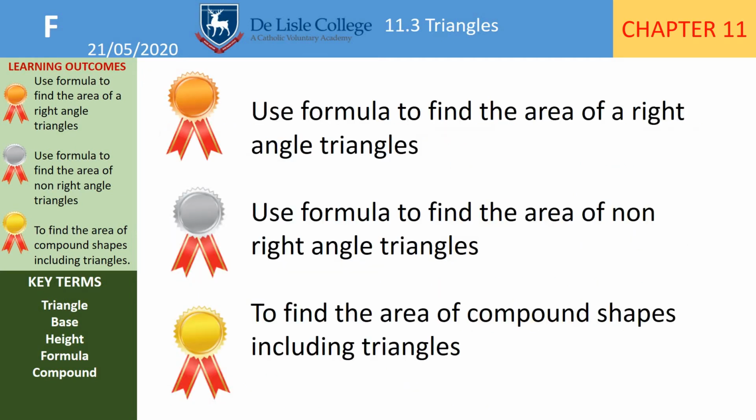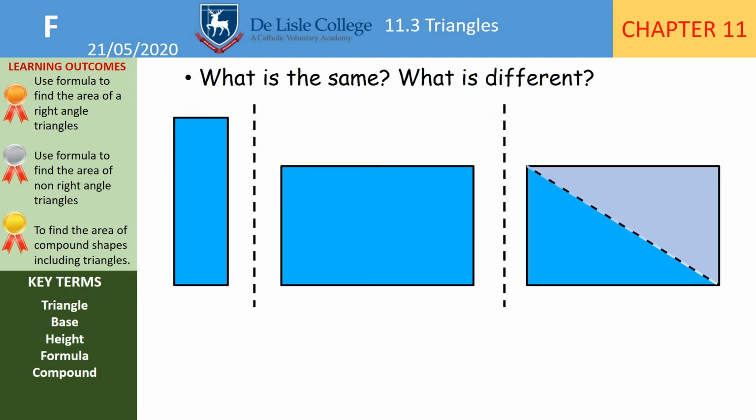Right, so bronze, use the formula to find the area of a right angle triangle. Silver, use the formula to find the area of a non-right angle triangle, and then gold, as we had before, find the area of compound shapes that include triangles. And if you think about what we did in lesson 2 on compound shapes, you might have 1 or 2 ideas already. Okay, so let's have a look.